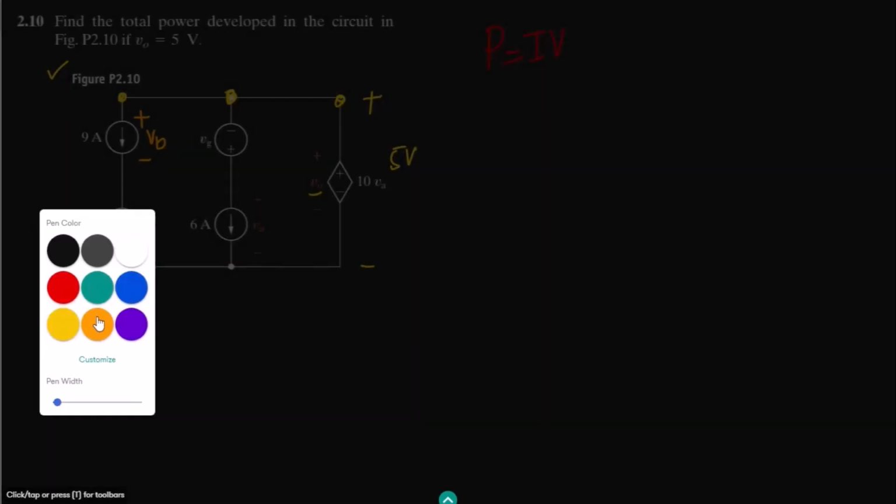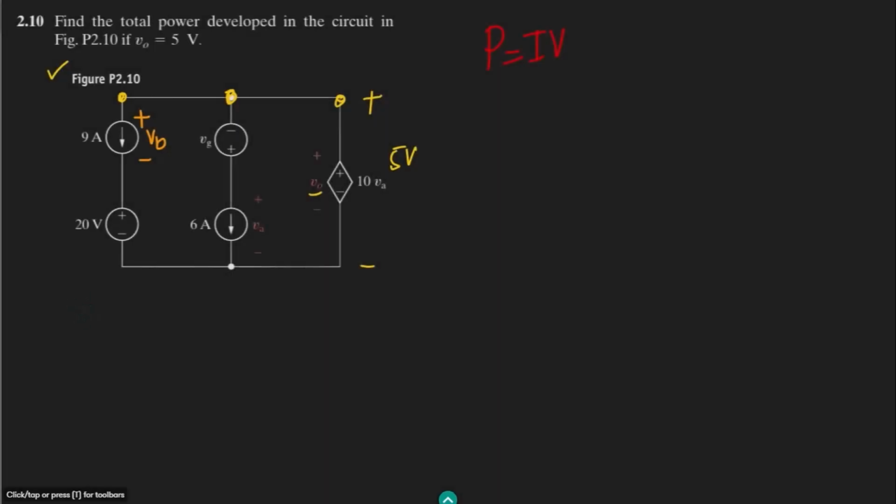So what do we have to find out? Let me write it here. We have to find out VB. VA is also unknown, and the value of VG is unknown, because the current is known while VG is unknown. The value of V naught is already known. So let us first find out the values of VB, VA and VG.